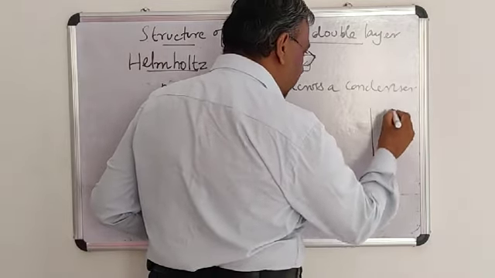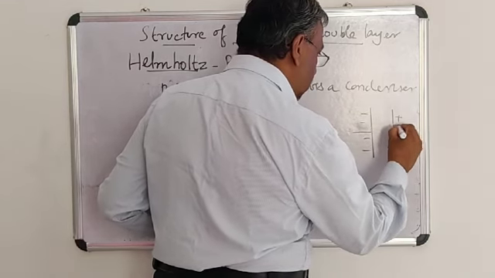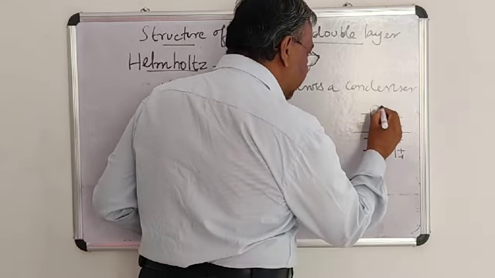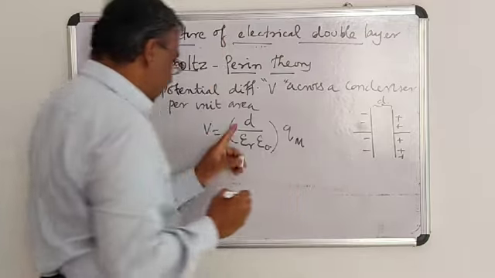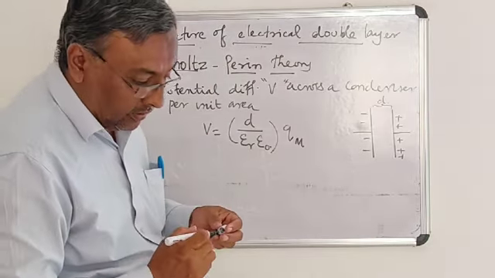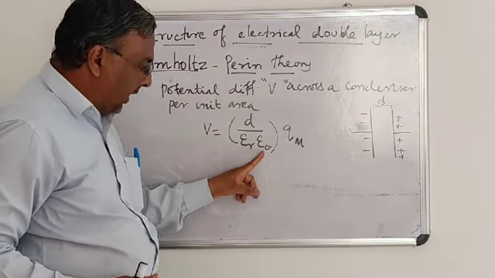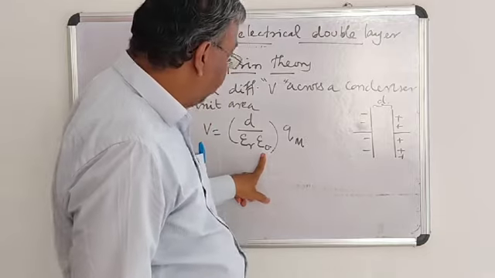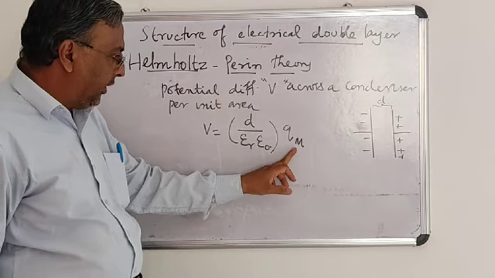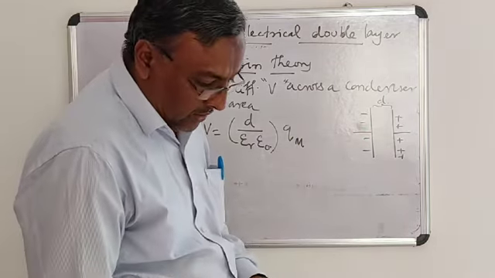See, this is the Helmholtz electrical double layer. This distance is taken as d. Epsilon r is nothing but the dielectric constant of the material, and epsilon 0 is the permittivity of free space. And Qm is the charge density over the metal surface.